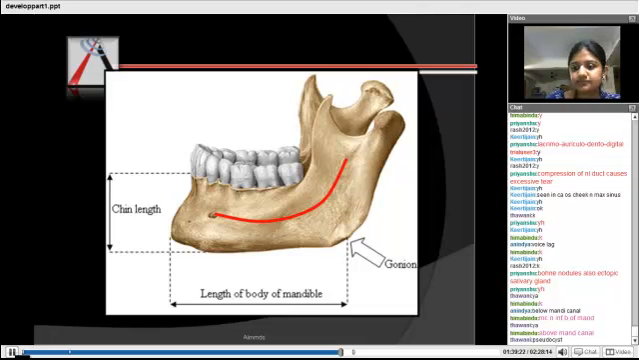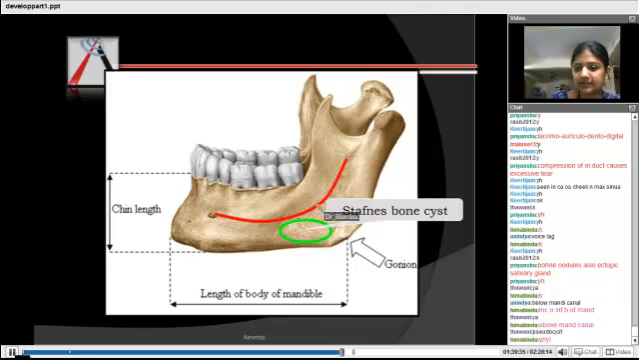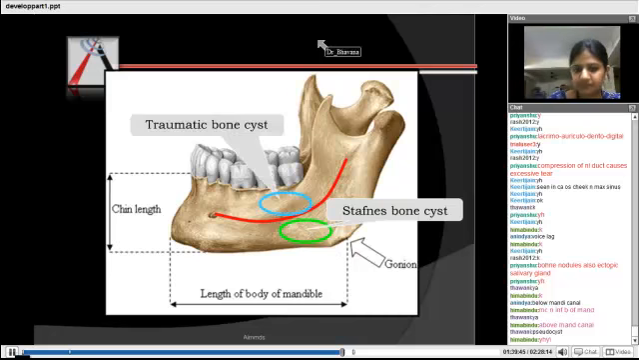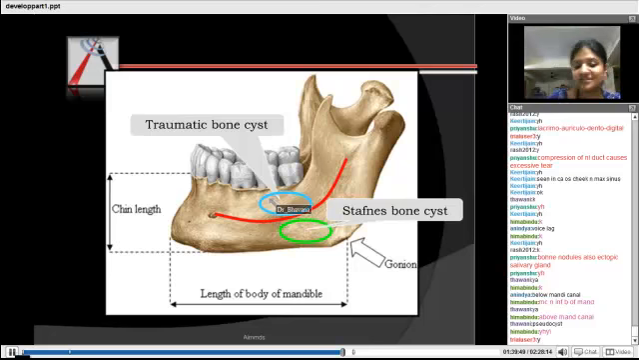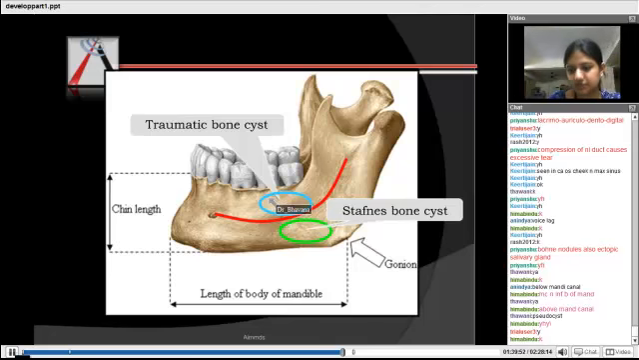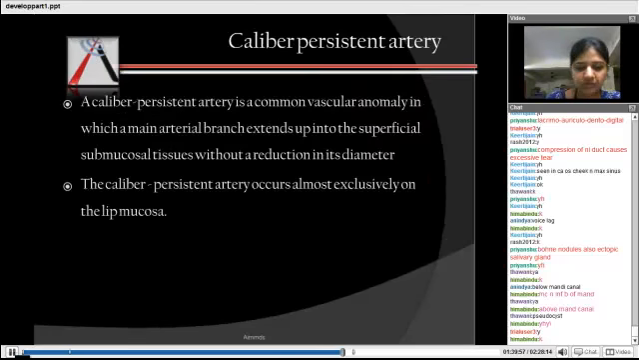We have a diagram. All of you can see the mandible, right? And we have the mandibular canal in the center, which is the red colored structure. Below your mandibular canal, between your mandibular canal and the inferior border, is your Stafne's bone cyst. Above it is the traumatic bone cyst. Now this diagram has to go into your books. With colors, without colors doesn't matter, but this has to go in any book you want.